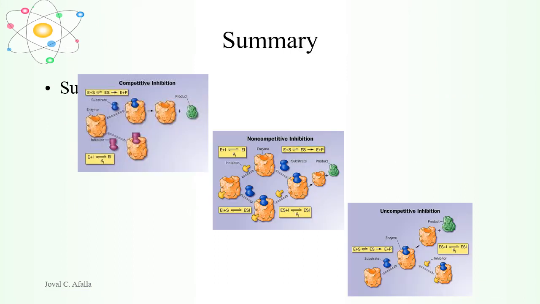So, just a comparison of the types of inhibition: competitive inhibition, non-competitive inhibition, and uncompetitive inhibition. Here, the Lineweaver-Burk plot, okay, shows the two lines intersecting at the y-axis. Here, the two lines intersect at the x-axis, and for uncompetitive inhibition, the two lines are parallel.